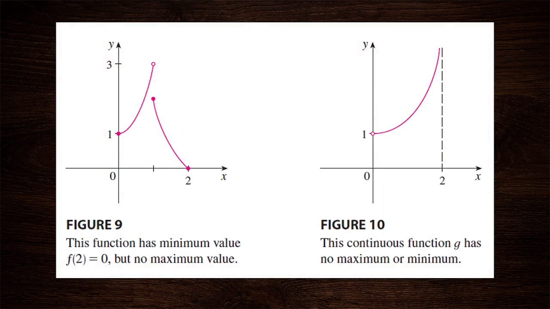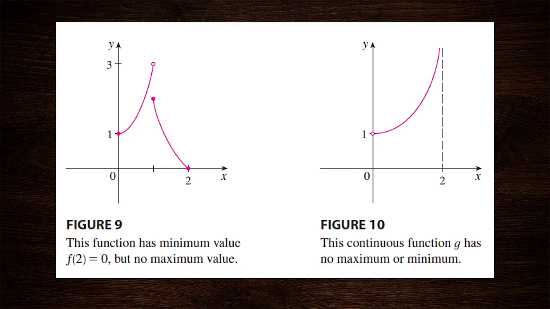So, at figure 9, this function has a minimum value, no? At f of 2, it becomes 0 and it becomes the minimum value. But as you can see, this is not continuous, no? It is broken at x equals 1, no? So it means that we could not really describe what happens between there. So there is no maximum value.